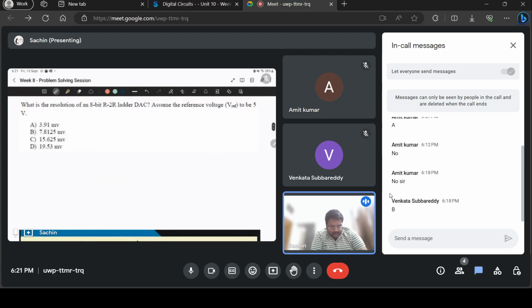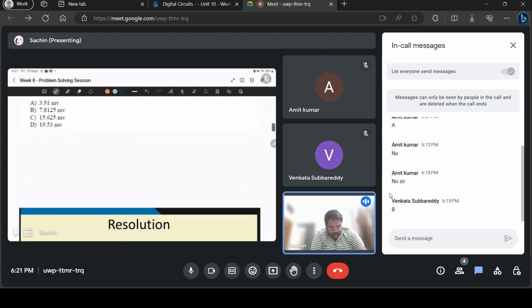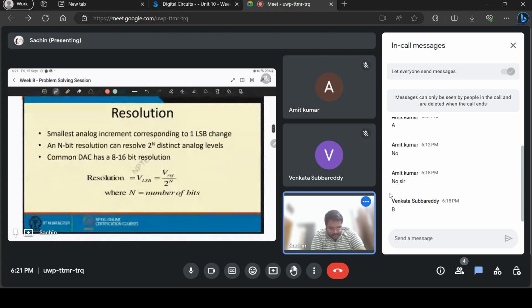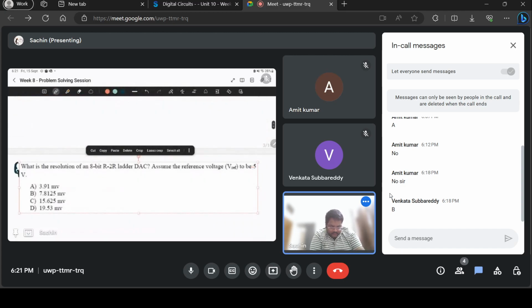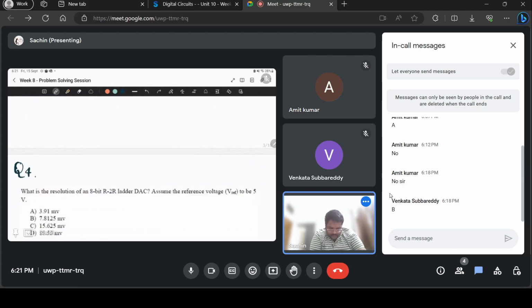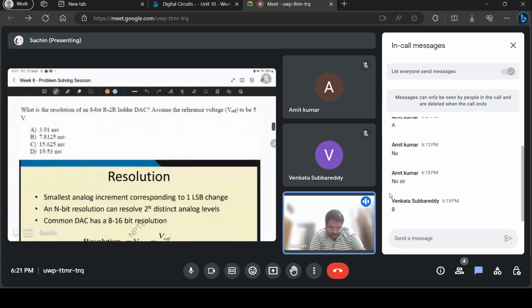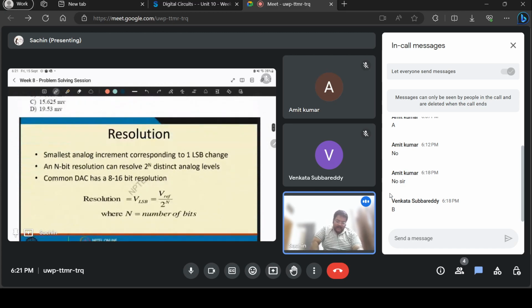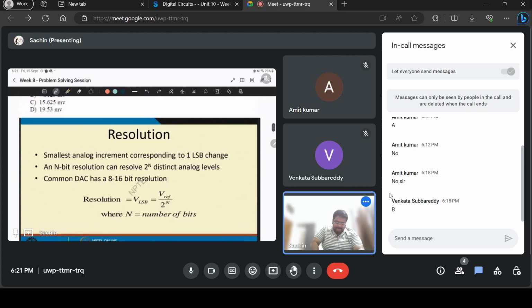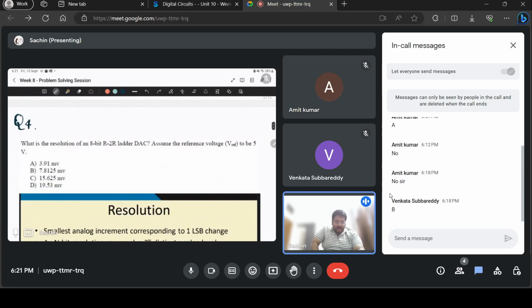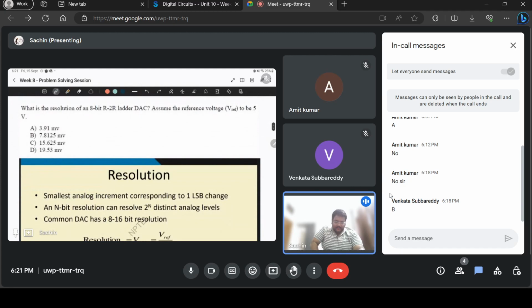What is the resolution of an 8-bit R2R ladder DAC? Assume the reference voltage to be 5 volts. Here you can see that the resolution of a DAC is the reference voltage divided by 2 power n, where n is the number of bits. Here it's an 8-bit R2R ladder DAC, and V reference is 5 volts. So what is the resolution?